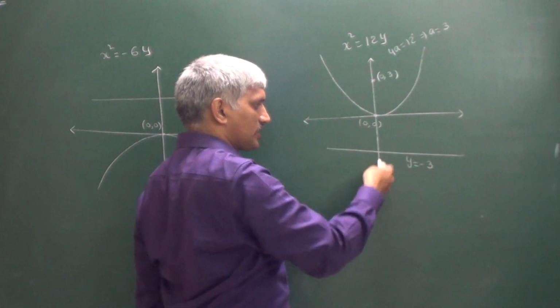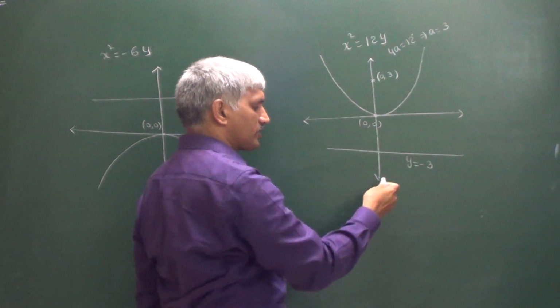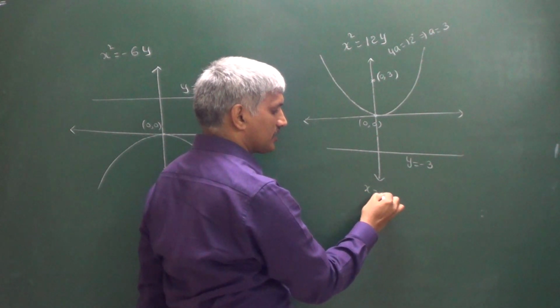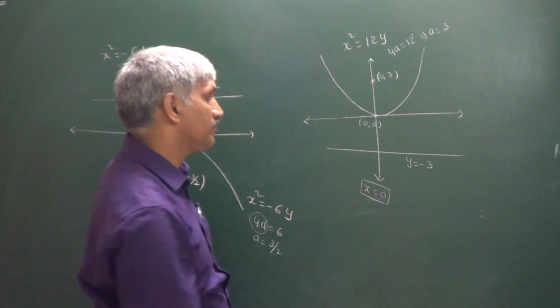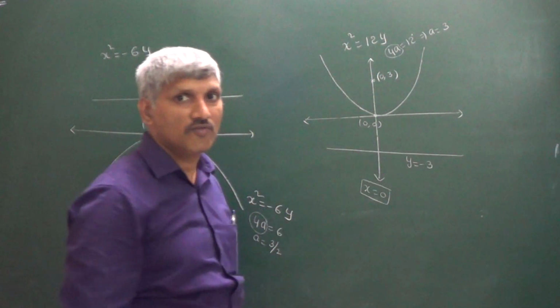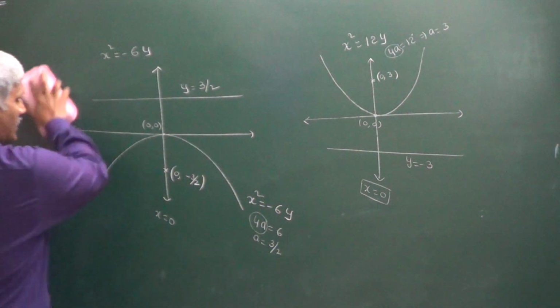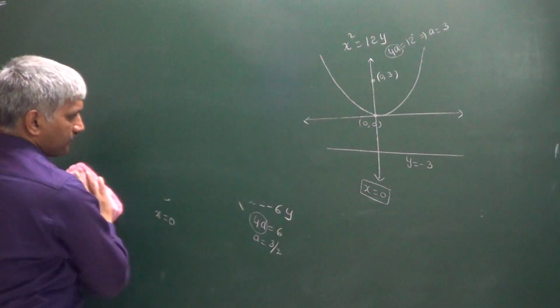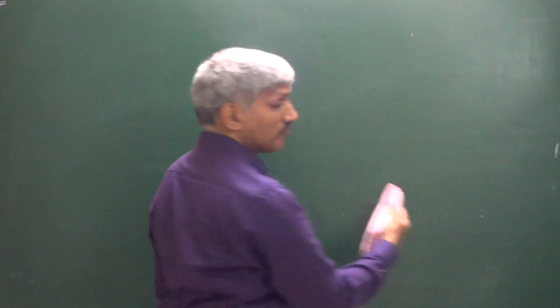This is the principal axis. The y-axis is nothing but the principal axis. The equation of the y-axis is x = 0. At the same time, the length of the latus rectum is 4a, which equals 12. So whenever a parabola equation is given, how to find the focus, vertex, directrix, all those we discussed here.